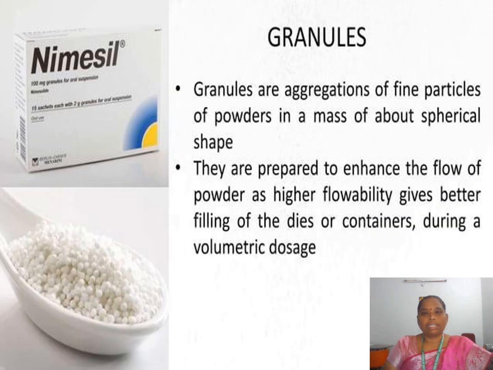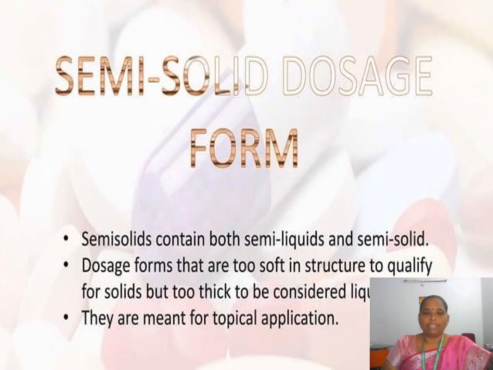And next one is granules. Granules are aggregations of the fine particles of powders in a mass of about spherical shape. They are prepared to enhance the flow of powder, as higher flowability gives better filling of the dies in manufacturing equipment, especially for volumetric dosage forms. Example, we are having an emulsion. In these granules, we also have effervescent granules. For example, when we add them into water, it forms an effervescence.